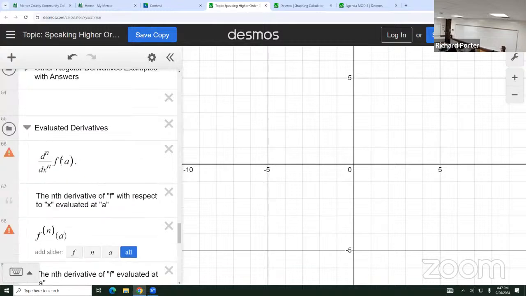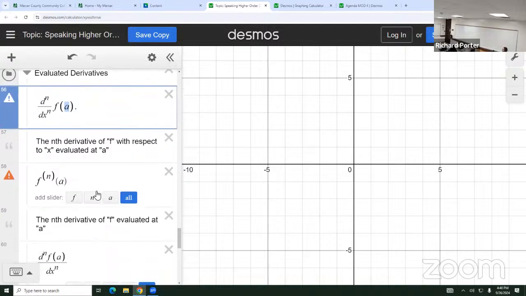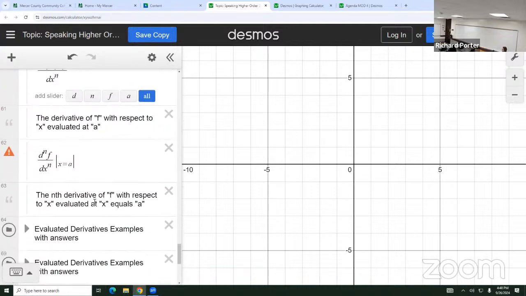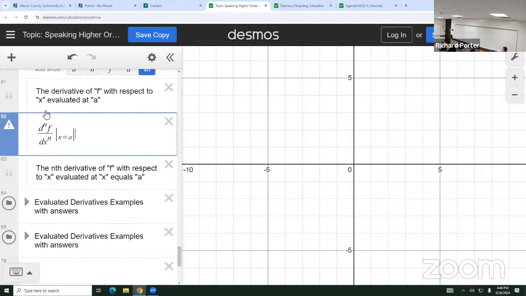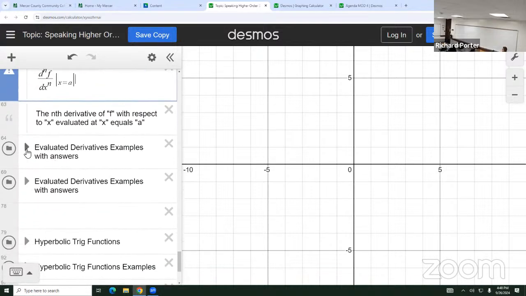Evaluated derivatives. You can evaluate it. You can put a number in there. That's the nth derivative evaluated at a. Nothing new. That notation is not particularly new. You put a number in there, it's evaluated at a.